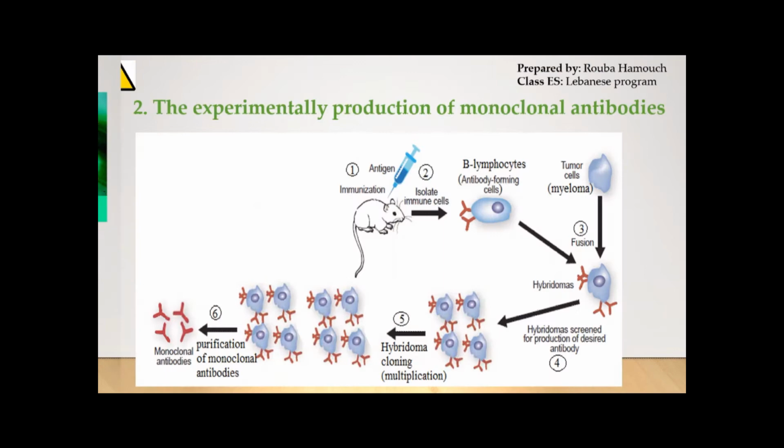In the previous videos, we have seen the experimental production of monoclonal antibodies after immunization of a mouse with an antigen, the obtention of hybridomas producing antibodies, and the cloning of hybridomas in order to obtain large quantities of the desired monoclonal antibodies. Now we will see when these monoclonal antibodies are used.